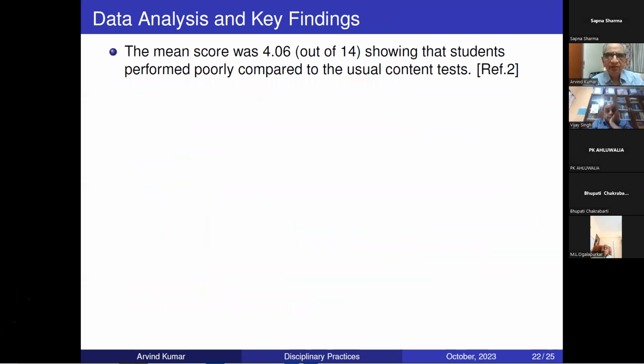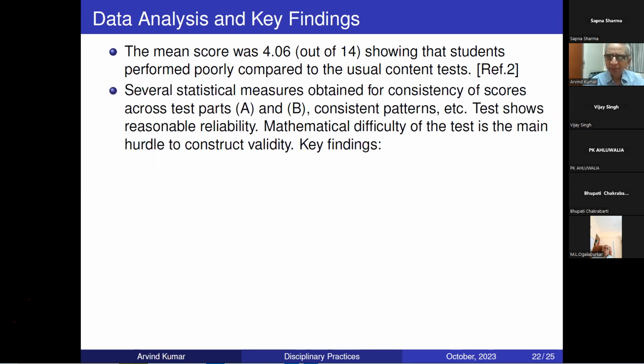So finally, the data. The mean score was 4.06 out of 14, showing that students performed poorly compared to the usual content. Their usual content score, normalized to this, was something like 11. We also asked the students their scores in higher secondary, first year BSc, and second year BSc, and we got some average. So this has to be compared with something like 11 in the usual merit test. So clearly this is a new kind of test. This is not the usual merit test.